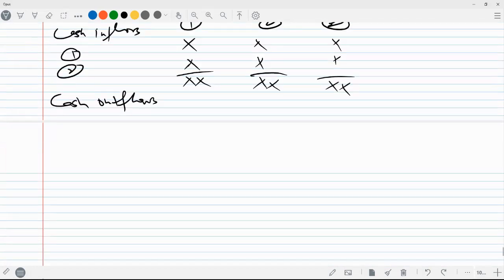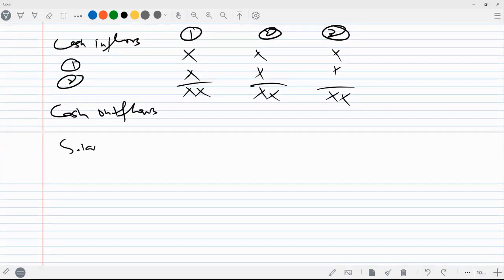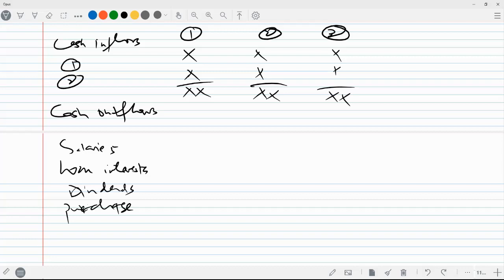For example, salaries to the employees, payment of loan interest, dividend the company has paid, purchase of motor vehicle. So all the different cash transactions that occurred in the year. So you quantify them. These are cash outflows.